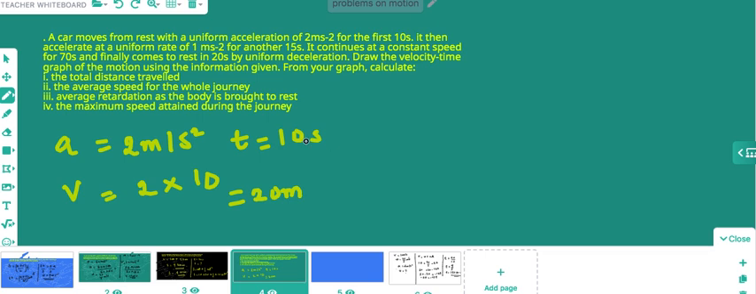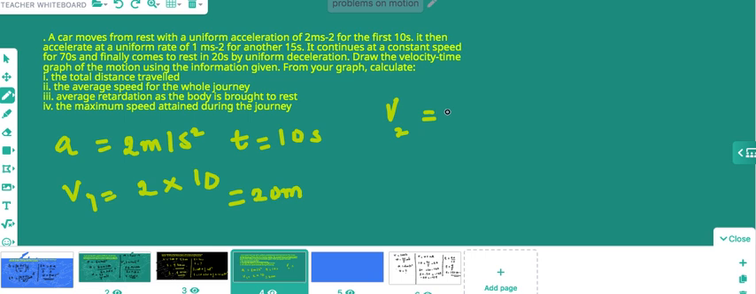v equals u plus at, u is 0, a is 2, t is 10. Okay, so it then accelerates at a uniform rate of 1 meter per second square for another 15 seconds. So let's say we have 2 velocities, this one is v1, so the v2 is when the body accelerates again.